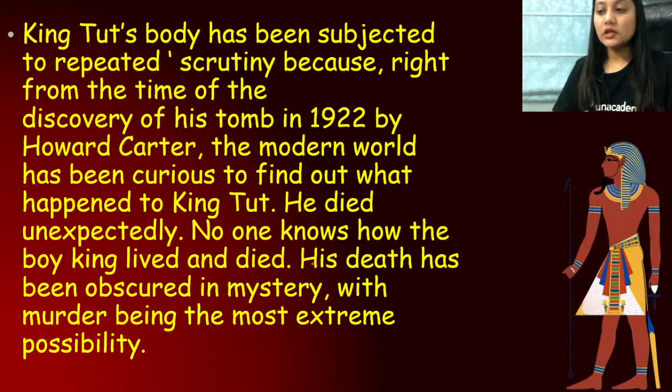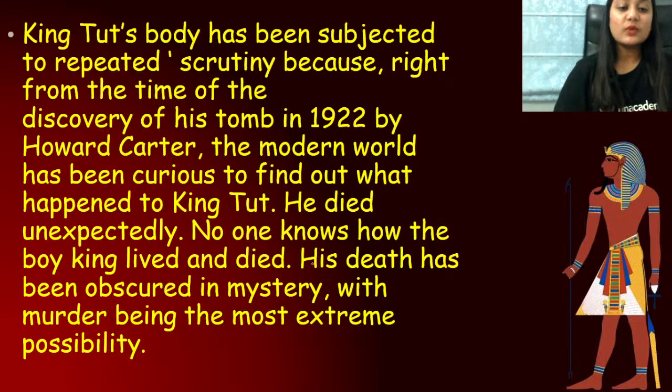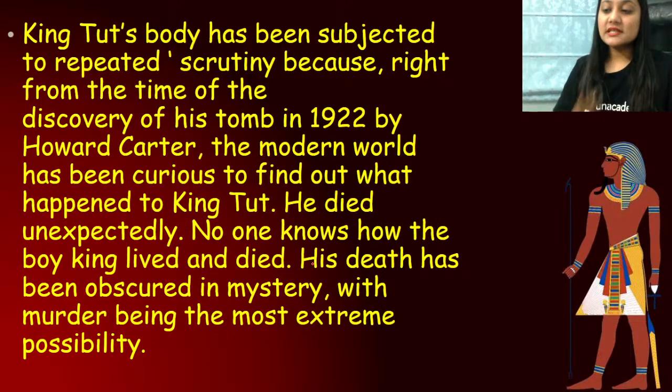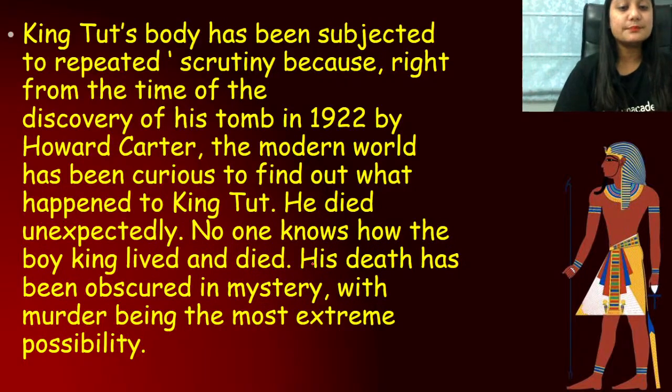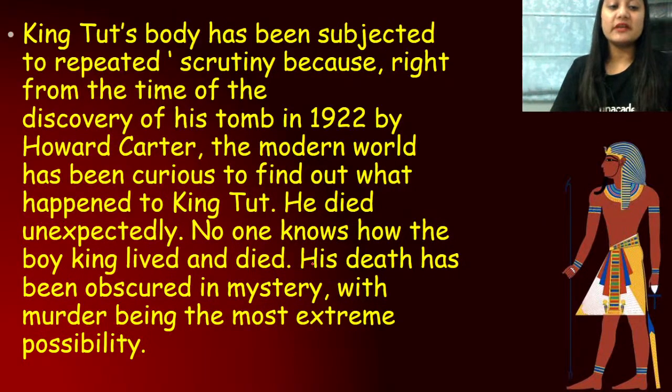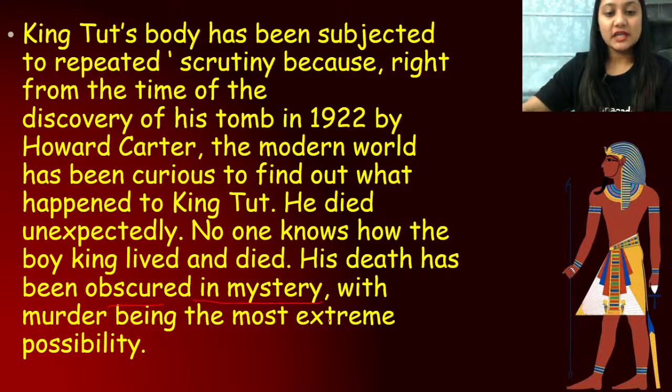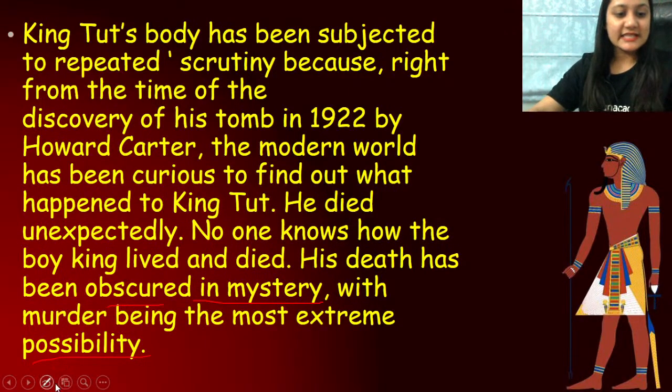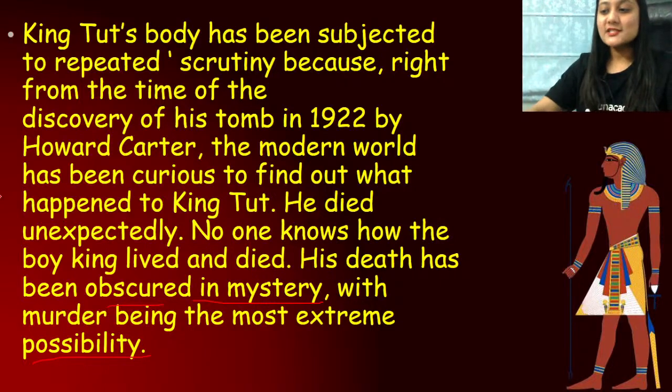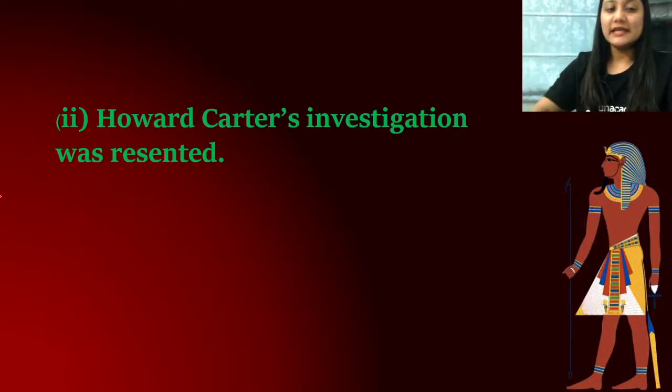And every time King Tut's body was examined very critically. The question is, what is the reason for that? The reason is that he died at a very young age. When his tomb was being discovered, it was a very remarkable moment. He died unexpectedly. No one knows how the boy king lived and died. His death has been obscured in mystery, with murder being the most extreme possibility. Everybody was making wild guesses that he was murdered. That is why, like curiosity kills the cat, they so badly wanted to know. And when his tomb was found, people were really excited.